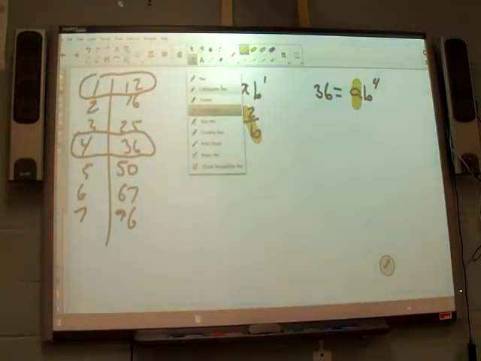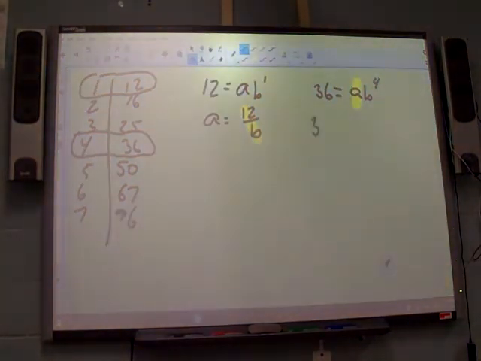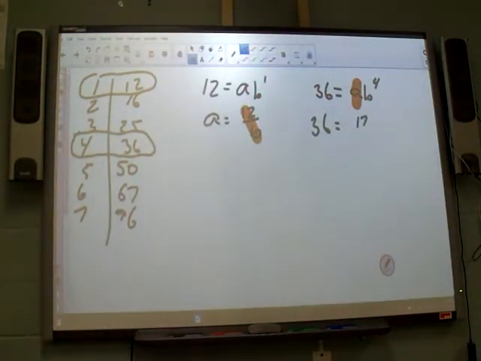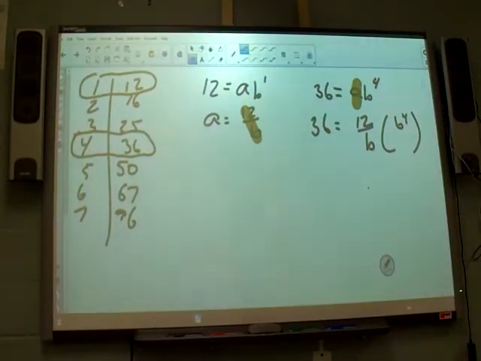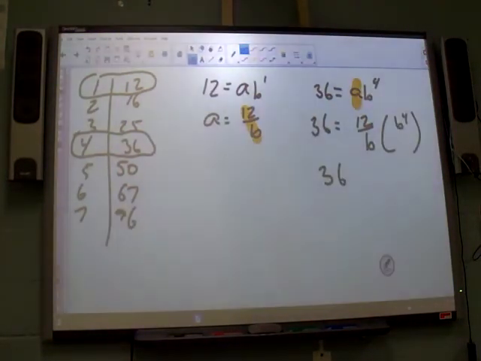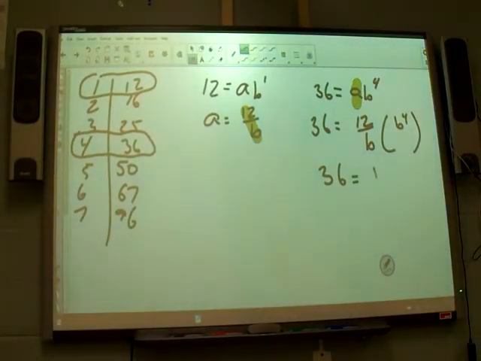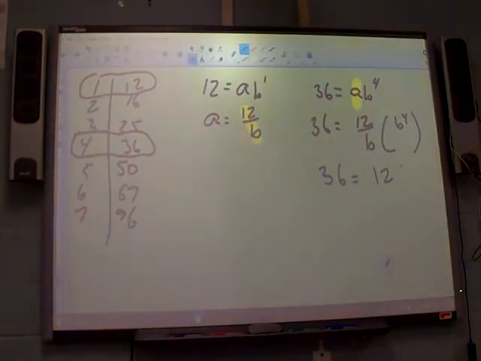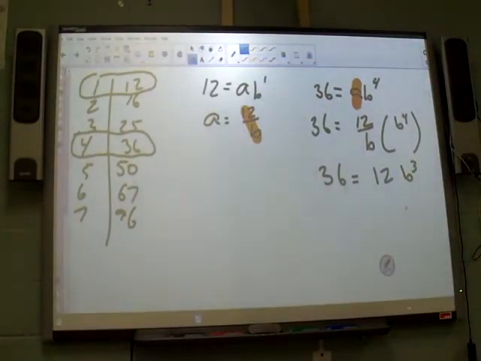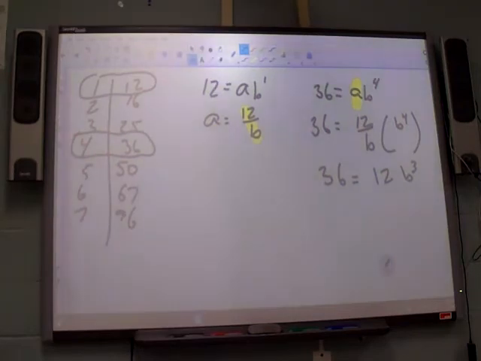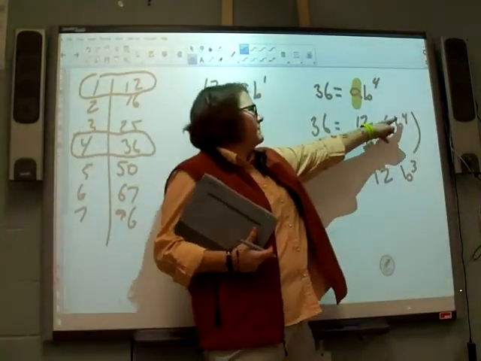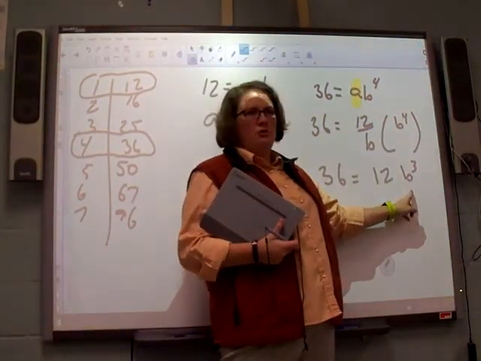Okay, so we'll say 36 equals 12 over B times B to the 4th. So see if we can skip a step here now. 36 equals 12 B to the 3rd. Good, Laney Joe. Everybody okay on that? Just like we did over there by River on the dry erase board a second ago. B to the 4th over B to the 1st is B cubed.